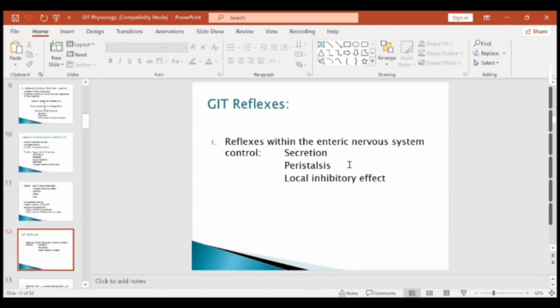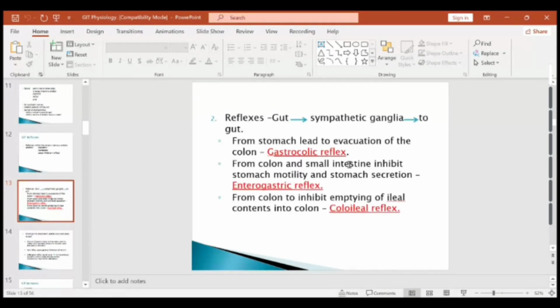We have reflexes in the GIT system. These function within the enteric nervous system, and they function to control secretion. This is the secretion of all the enzymes required and some other substances, the movement within the GIT that we call peristalsis, and also the inhibition of the same movement. So we have what we call the reflexes of the gut.